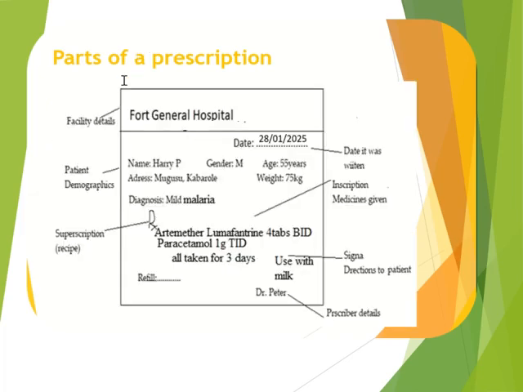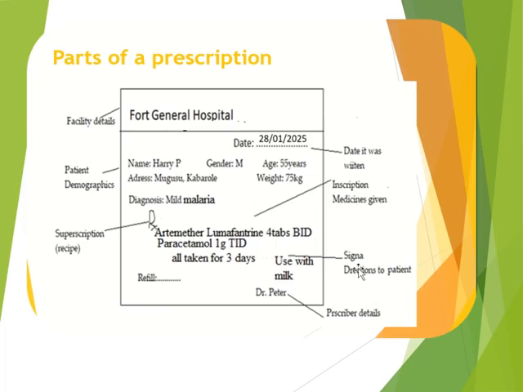So this is a prescription, a simple one. This is the address of the facility, the date, these are the demographics. The age is important, as we shall see as we proceed. Diagnosis, because as a pharmacy professional, you have to link it to the medication. The medications. The RX is the superscription or recipe, and the inscription is the main part. Refill, if it's there, then the address over there. So this is a prescription.